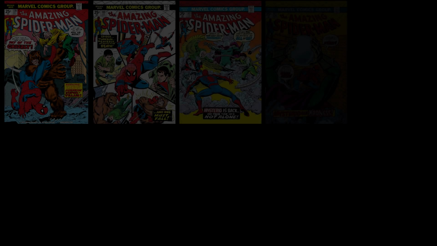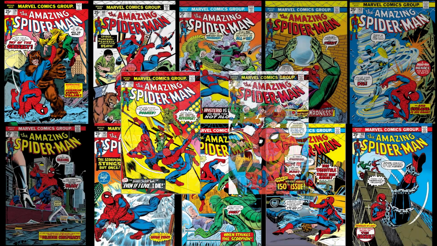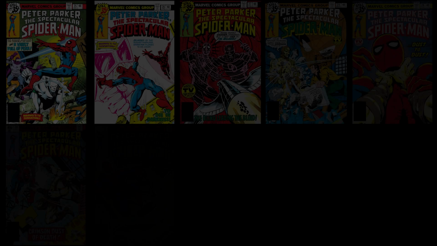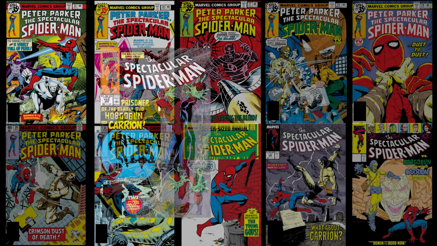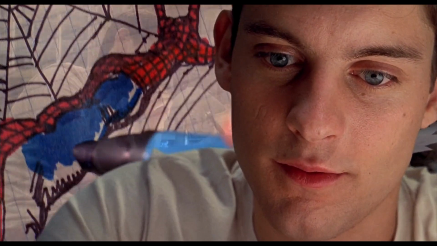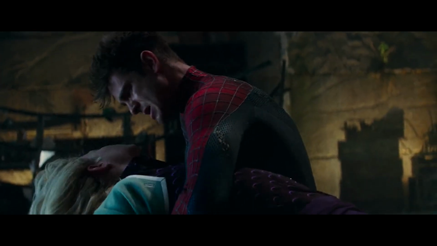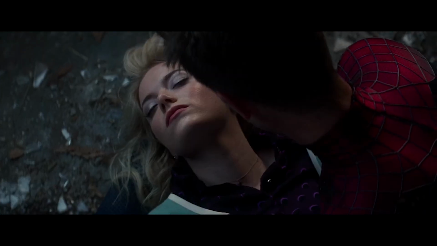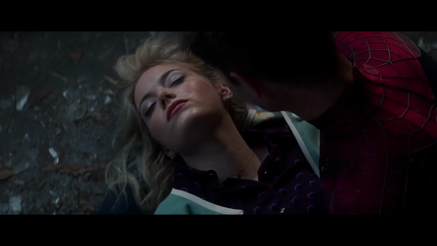The original Clone Saga is composed of issues from the Amazing Spider-Man and Spectacular Spider-Man runs from the mid-70s to the late 80s. Most of this serves as context for what's to come down the line. What you need to know is that the inciting incident of the Clone Saga is the death of Gwen Stacy, which I'm sure you're already very familiar with.